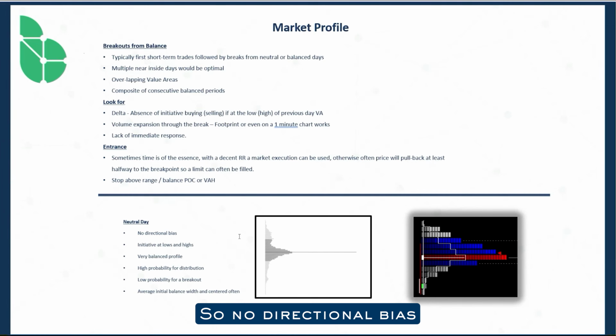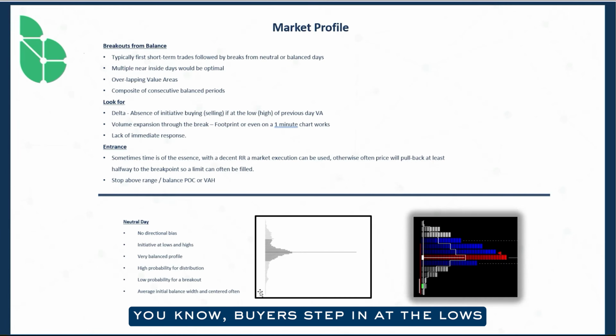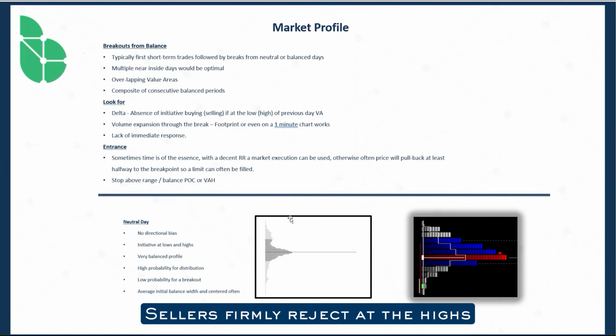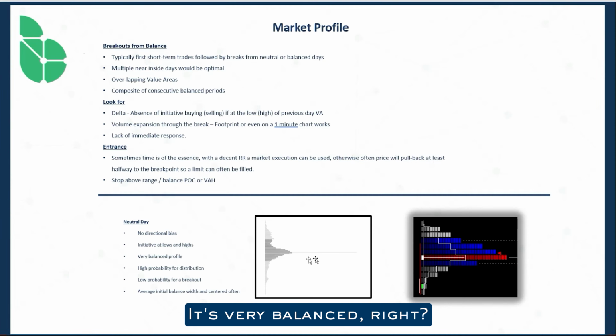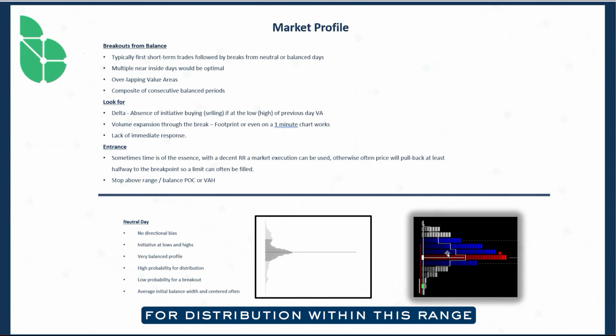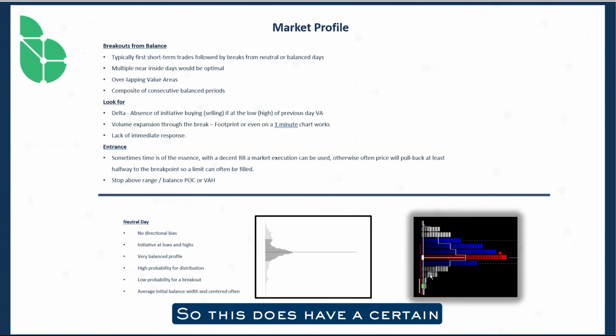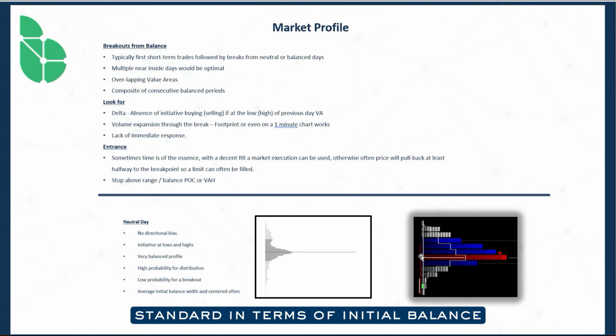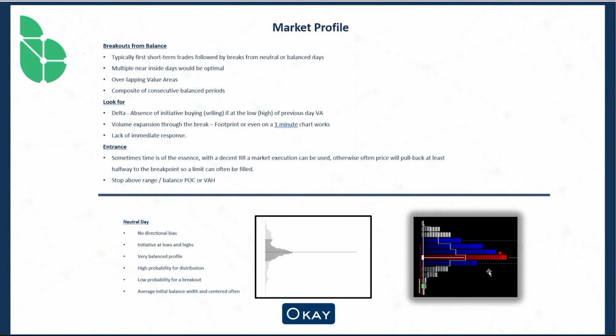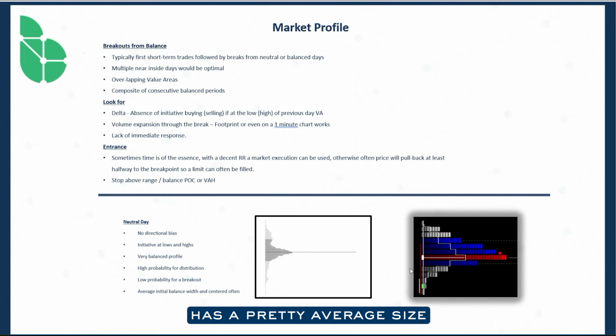So no directional bias. There's initiative at the highs and the lows. So we're talking about buyers stepping in at the lows, sellers firmly rejecting at the highs. It's very balanced, right? There's a high probability for distribution within this range, and there's a low probability for a breakout. So this does have a certain standard in terms of initial balance.